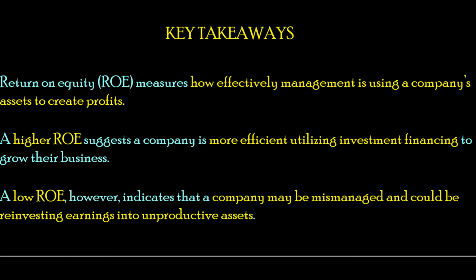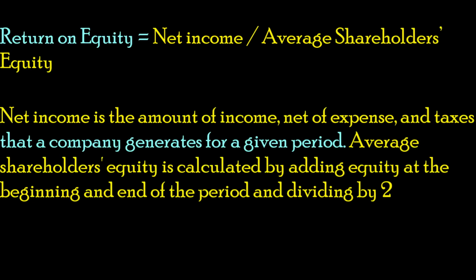Net income is calculated before dividends paid to common shareholders and after dividends to preferred shareholders and interest to lenders. The formula is as follows. Return on equity equals net income divided by average shareholders' equity. Net income is the amount of income, net of expenses and taxes, that a company generates for a given period. Average shareholders' equity is calculated by adding equity at the beginning and end of the period.